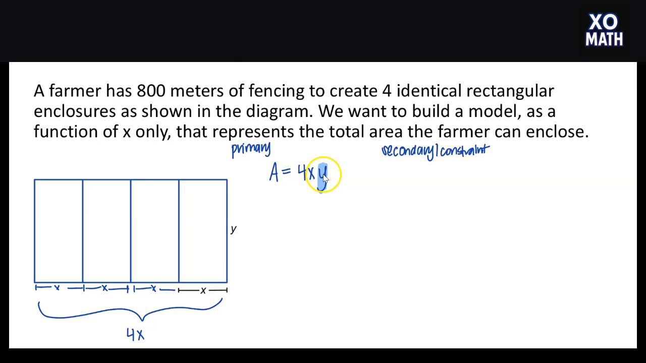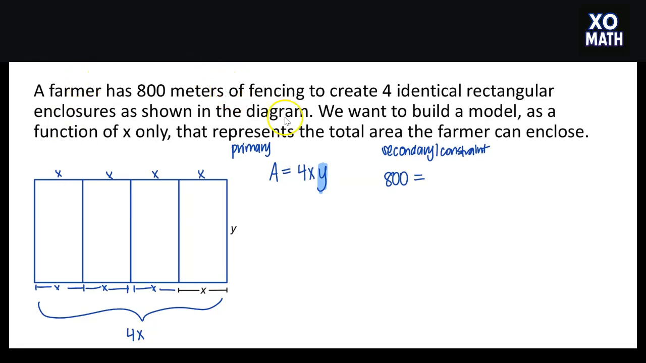The piece of information we haven't used yet is about the 800 meters of fencing that the farmer has to create these structures. So that is the constraint. That is what the farmer is limited by, the amount of fencing he has. So he has a total of 800 meters to create all of these boundaries here, right? All of this fencing. So let's think about the horizontal pieces. So I have 4 copies of x along the bottom and also 4 copies of x along the top.